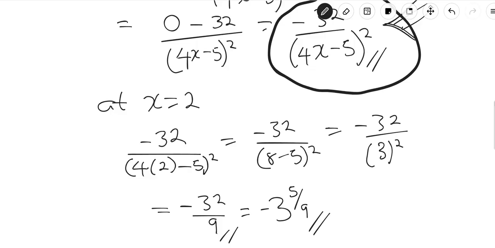To me, I prefer using the quotient rule because it's pretty straightforward, pretty easy. Sometimes you might have complex functions where, if you're not extremely careful and excellent, you might miss it out when differentiating using the chain rule.